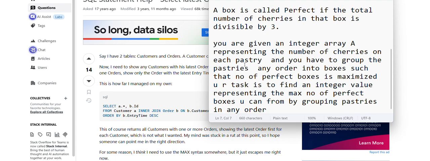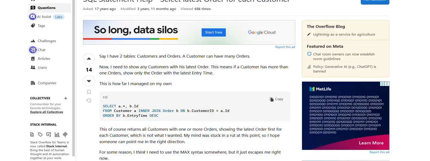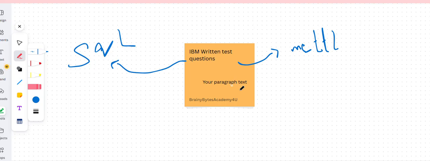You are given an integer array representing the number of cherries on each pastry, and you have to group the pastries in any order into boxes. The final question they asked is: your task is to find an integer value representing the maximum number of perfect boxes you can form by grouping pastries in any order. This is the program that you need to execute using any programming language that they asked in the programming question. This is about SQL and this is about programming questions, guys.